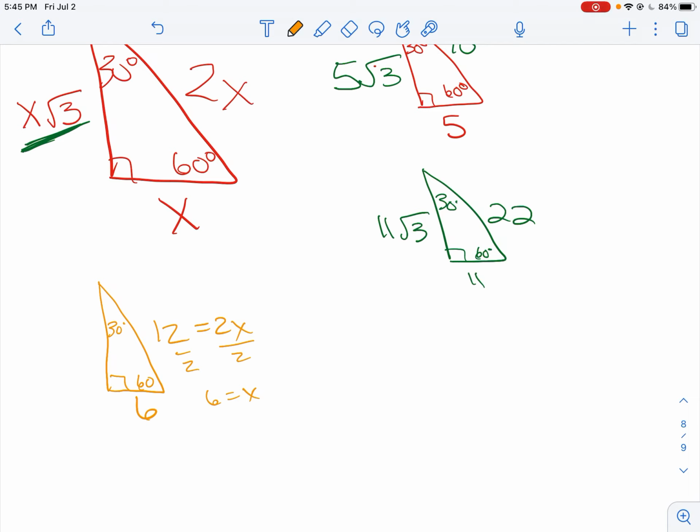It's half the amount of the hypotenuse. And then to find the long leg, you take the side across from 30 and you multiply it by the square root of 3. Let's try it again.